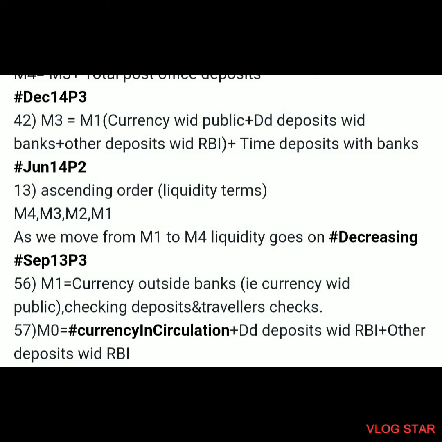Another question was asked in the paper of September 2013. M1 is equal to currency outside banks, that is currency with public, checking deposits and traveler's check. M0 comprises of currency in circulation plus demand deposits with RBI plus other deposits with RBI.